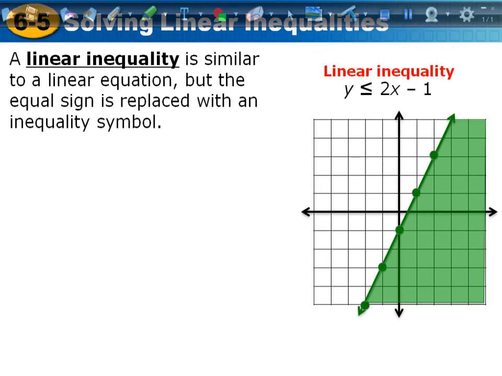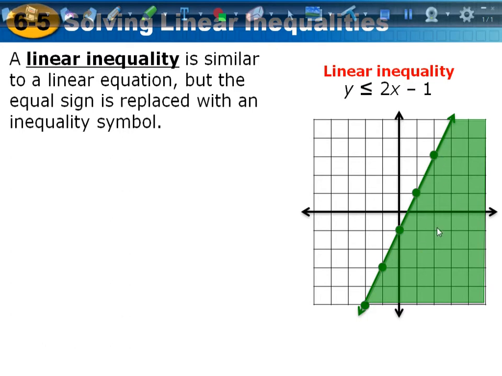A linear inequality is similar to a linear equation, but the equal sign is replaced with an inequality symbol. You don't have to write any of this down. You have a note sheet. We'll show you where to start writing in just a few minutes. So this is an example of a linear inequality. It's a line, just kind of like what we've been graphing in 6-1.